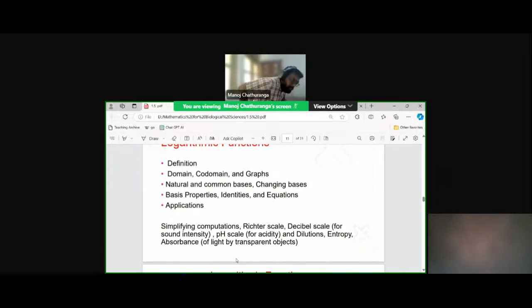There are a lot of applications of log functions. You have already used them in your O-level and A-level classes, especially to simplify computations using log tables. Other than that, in physics class, they show up in the Richter scale to measure magnitudes of earthquakes, the decibel scale to measure the intensity of sound, and the pH scale to measure the acidity of a solution.